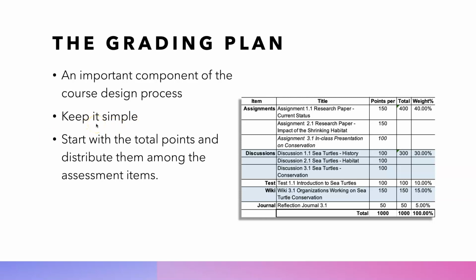And one way to do this is to start with the total points. So in this case, it is 1,000, and then distribute these points amongst the assessment items for the course. In doing this, we can also arrive at the appropriate weightage for the different groups of assessment items. For example, here, the assignments are 40% of the final grade.